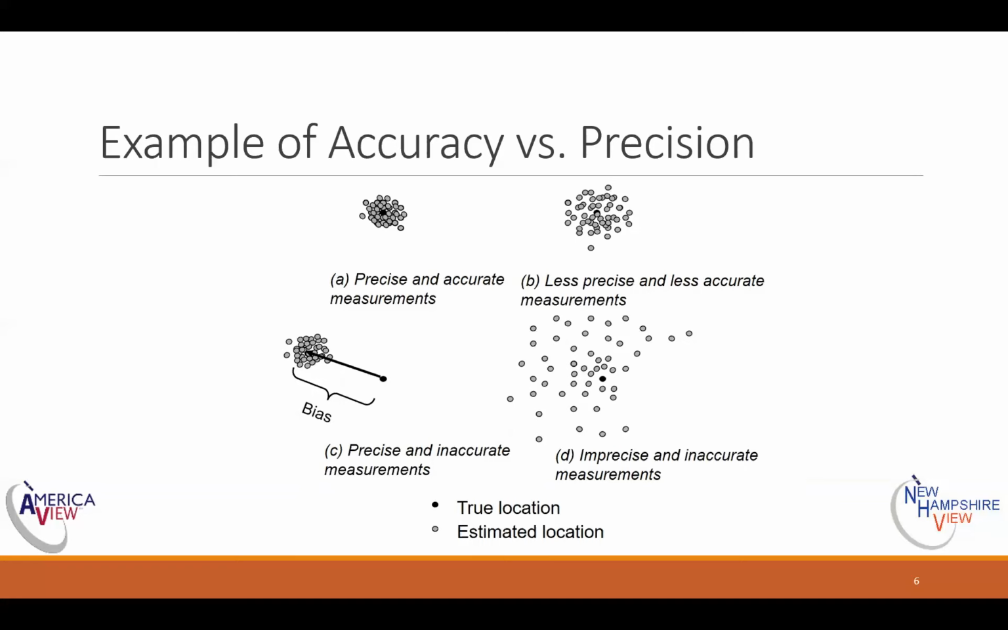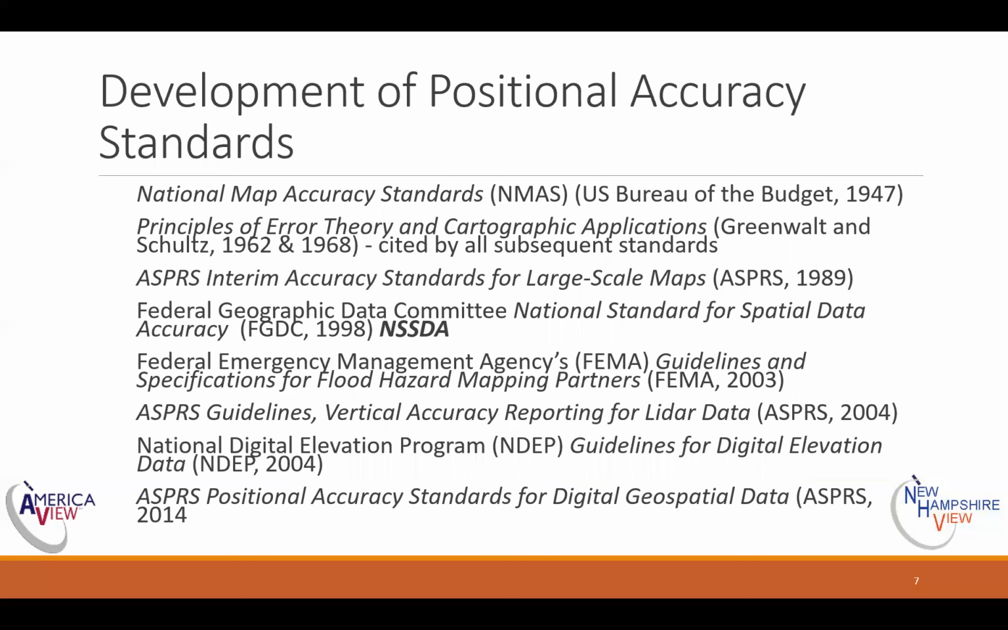And then if you go to D, you can see we're kind of spread all over the place. We're not very precise, and we're not very accurate at all. Okay, so hopefully that helps you understand these key concepts of accuracy and precision.